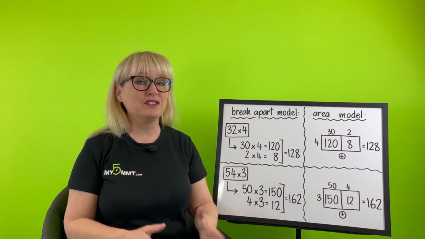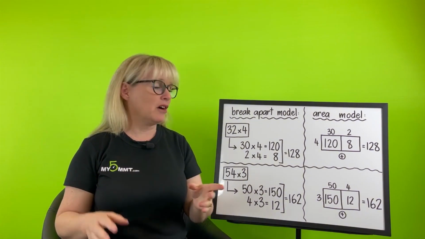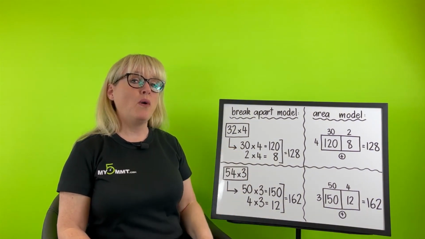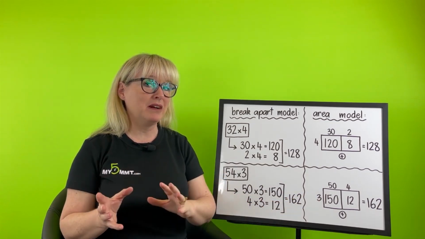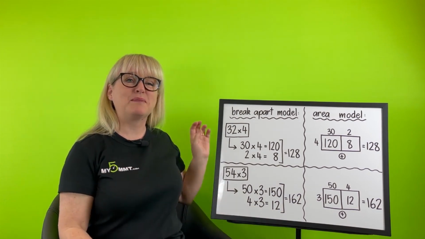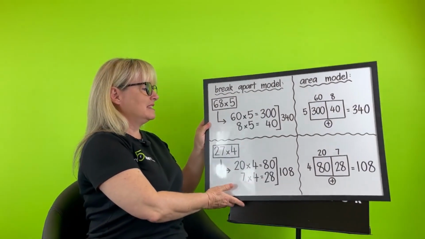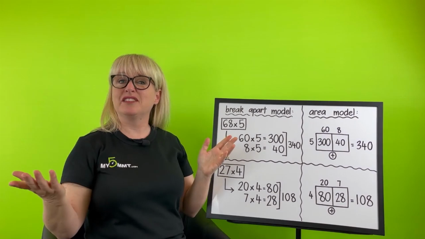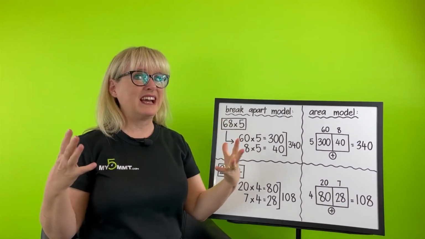So there's two different strategies. The break-apart model where I break my numbers apart and write out number sentences, or the visual model of the area model where I'm actually breaking my number apart still, but I'm just presenting it and using my working out space differently. Let's look at some other examples where we can multiply quite large numbers. They're much bigger than our times table number sentences, and we can use either strategy. For example, here's the 68 times 5, quite large question.